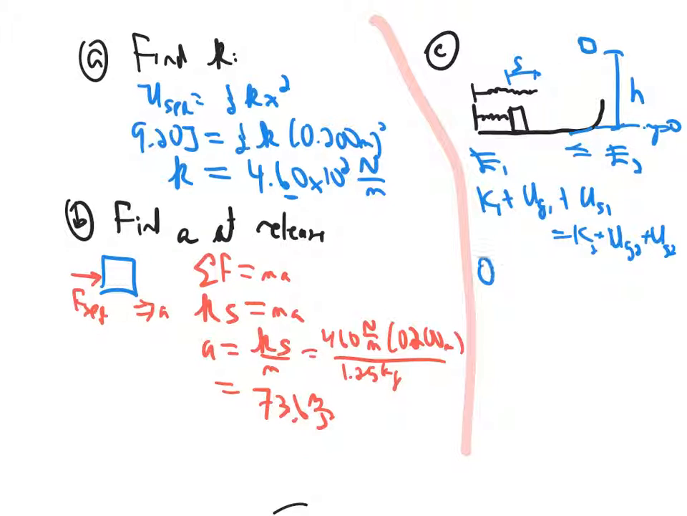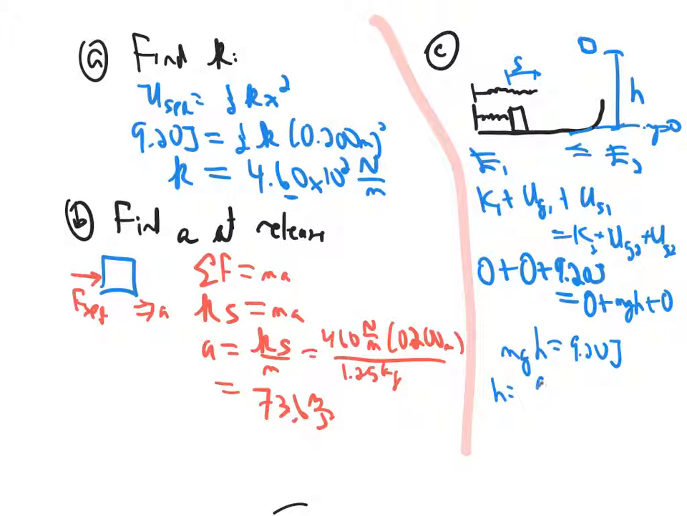So I have no kinetic and no potential, and I was told we had 9.20 joules in the spring. And at the end, we also have no kinetic. We have mgh for our potential, and we have nothing left in the spring because it's relaxed. So mgh equals 9.20 joules. h is 9.20 joules over 1.25 kilograms times 9.81 meters per second squared, and that comes out to be 0.750.